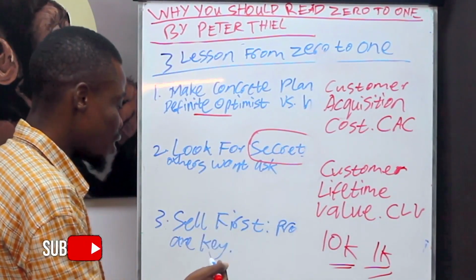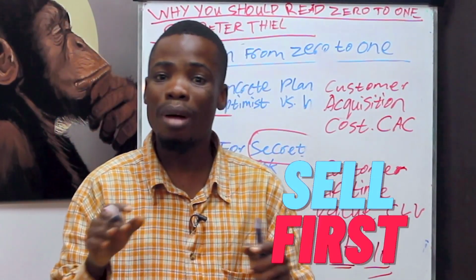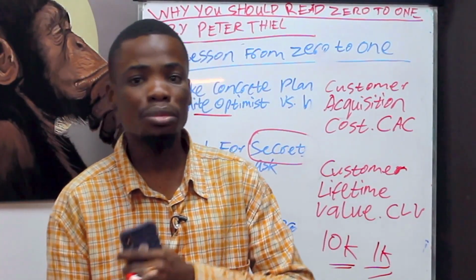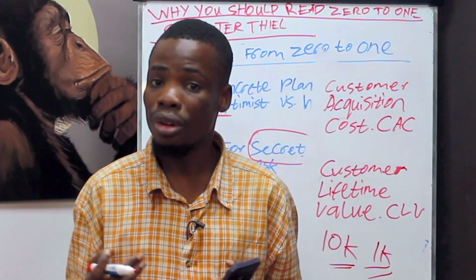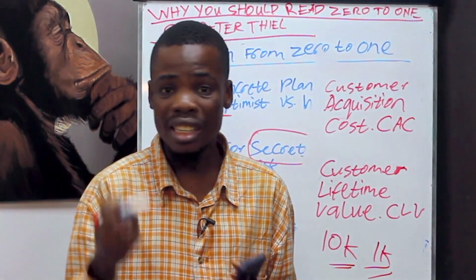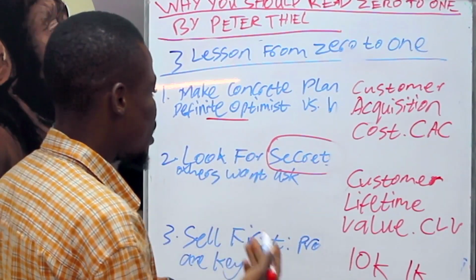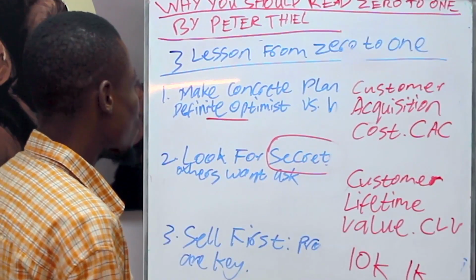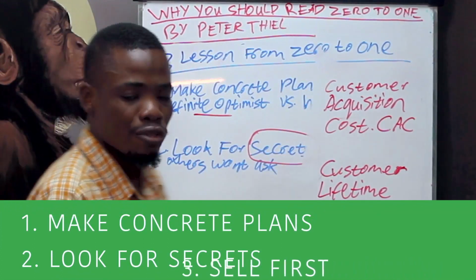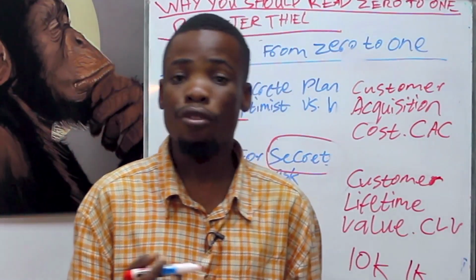So Peter Thiel says that you must sell first. Selling is probably the most important thing in any business. Not the product, not even you, the entrepreneur. It is the customers and how you get them to give you money for your products and services. So those are the three basic things I learned from Zero to One: make concrete plans, look for secrets, and sell first. Very, very important.